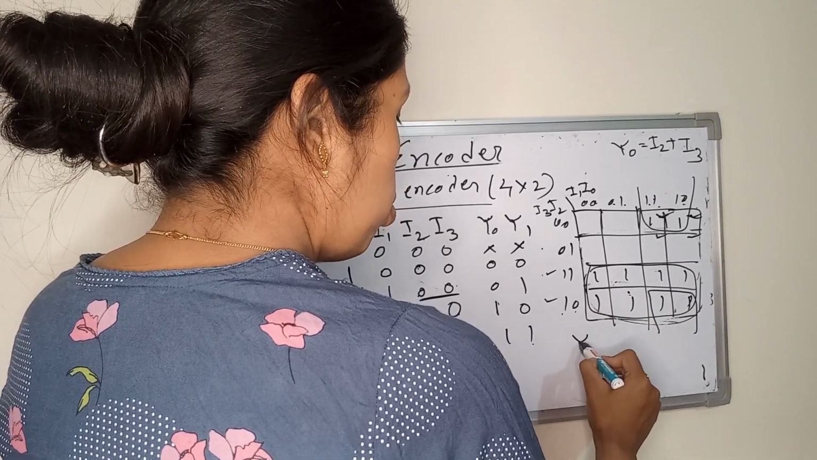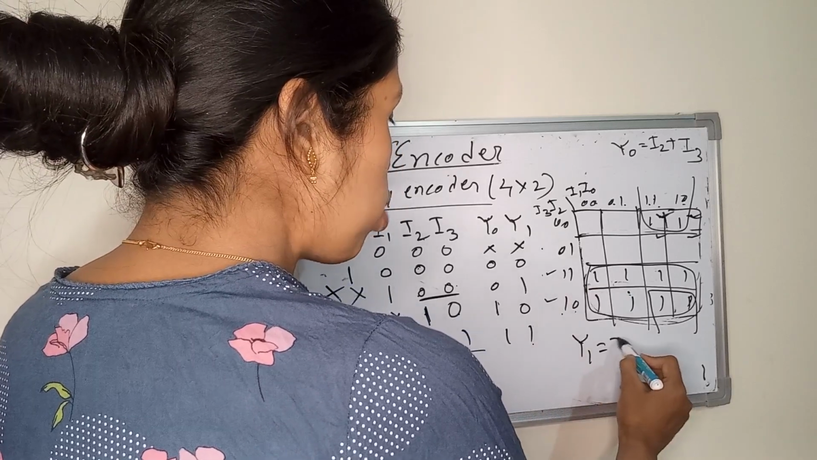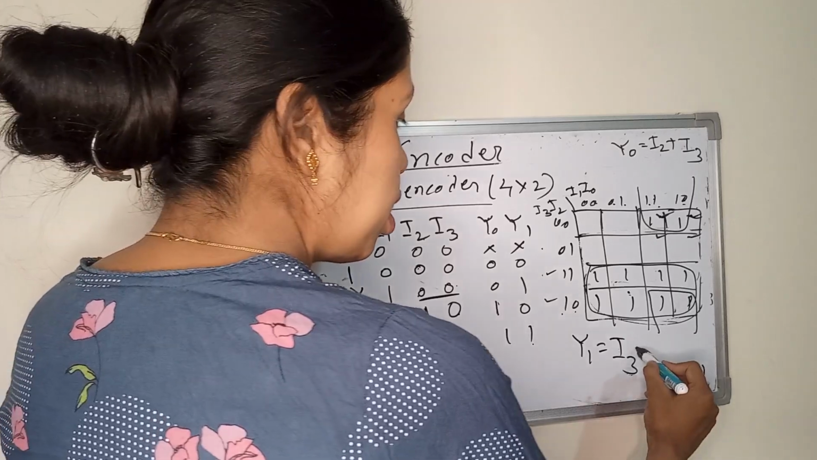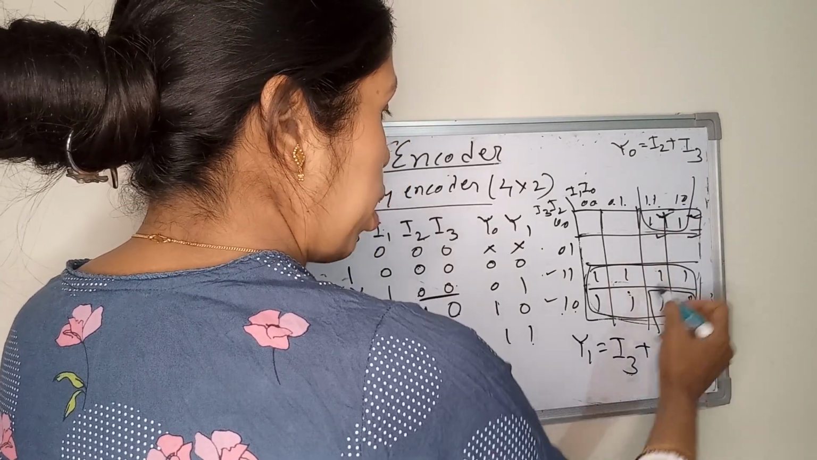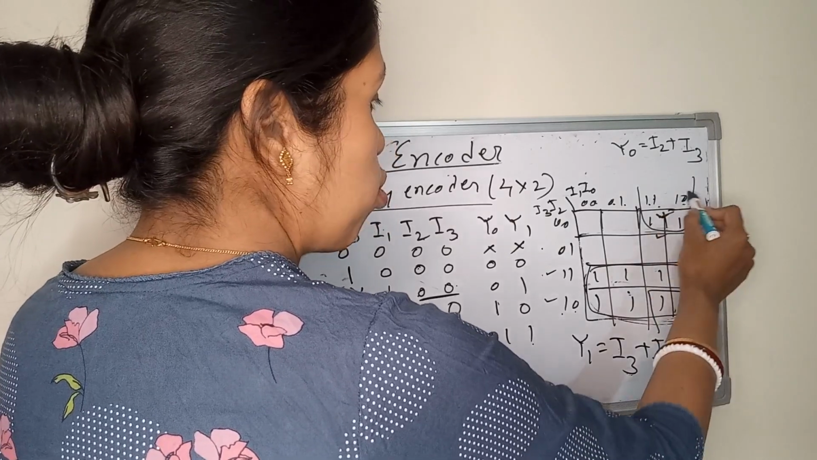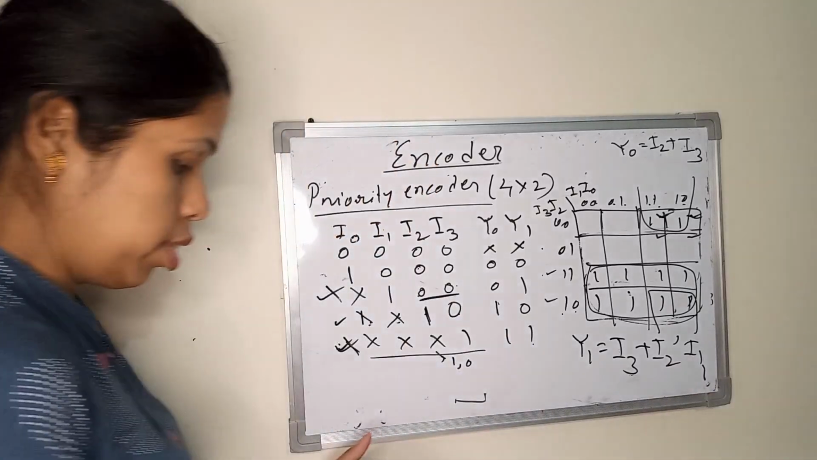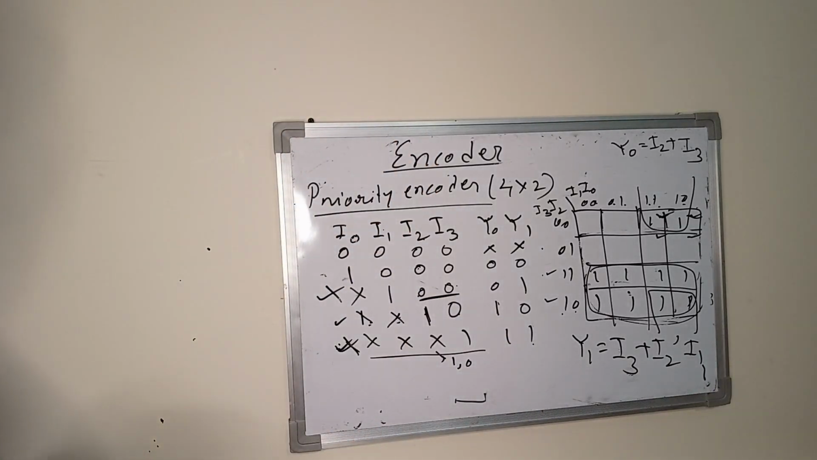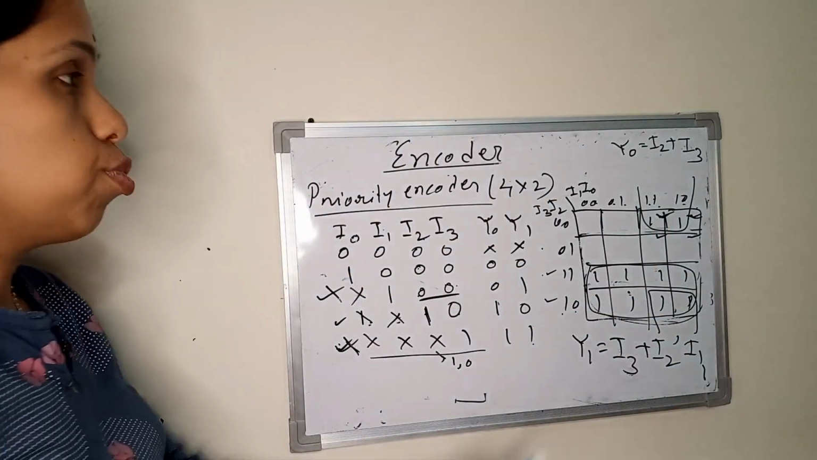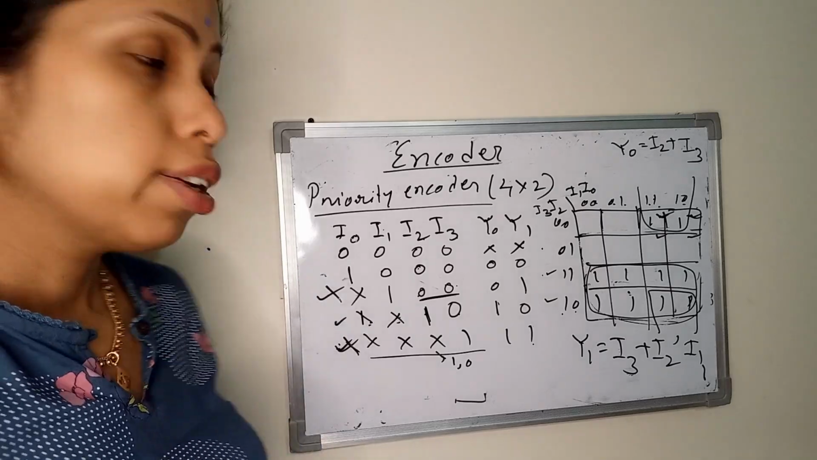So what will be your y1? Y1 will be your I3, which takes this octal group, and this quad. For this quad, from here I2 prime will come, and from these two values I1 will come. So this is about the priority encoders. If you know the expression, you can draw the diagram, right?